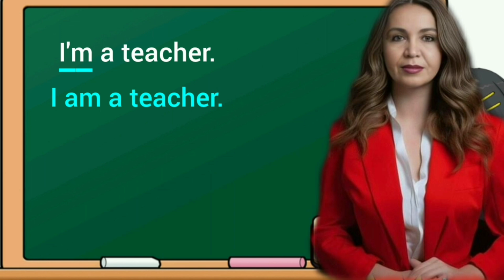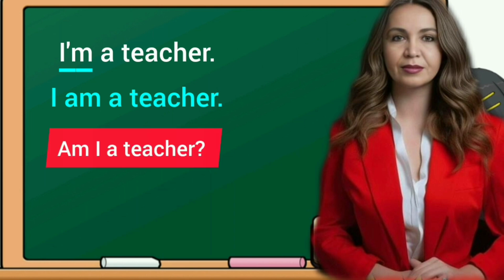Now, when we want to make this sentence a question, we have to do some simple change. It's easy. All you have to do is put the be verb in the front. Okay? So, am I a teacher? Notice that the be verb comes in front.